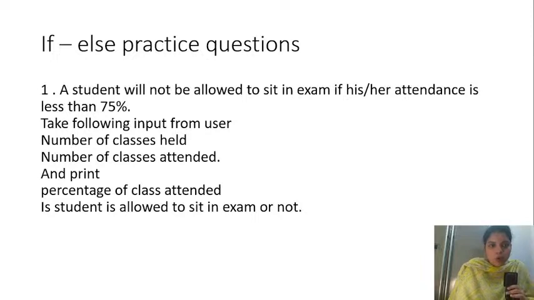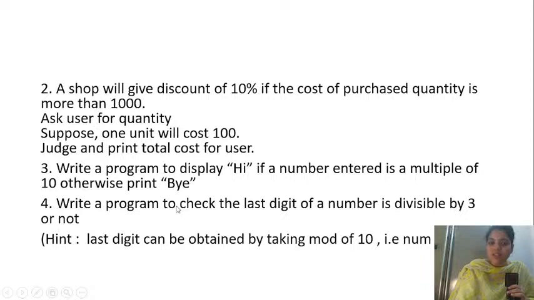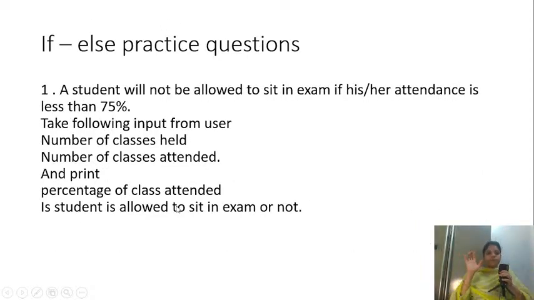Okay, look at this one, people. A student will not be allowed to sit in the exam if the attendance is less than 75%. So take the following input from the user: how many classes were held? Suppose 120 lectures happened, and how many classes he attended. And then calculate the percentage and check whether he is allowed to sit in the exam or not.